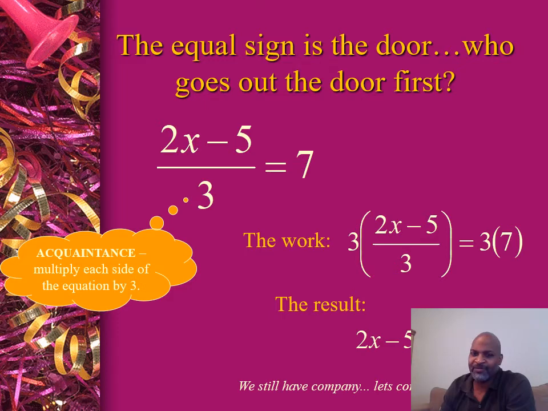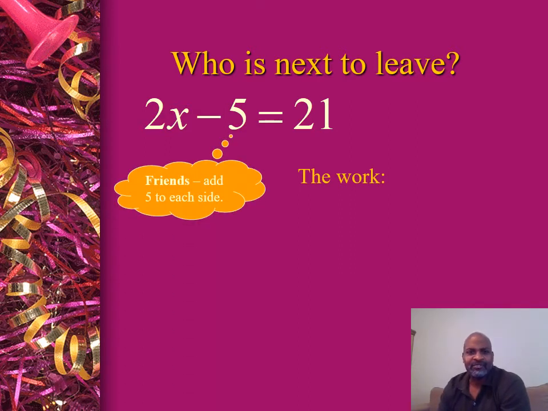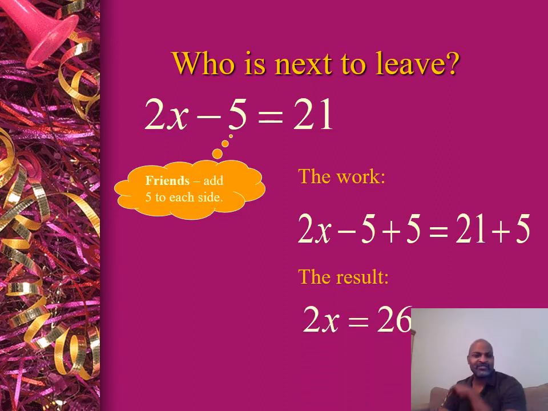We still have some people to go. Let's keep on going. Who next leaves? All right, we've got a 2 and a 5. 5 is a friend. So we're going to add 5 to both sides to get rid of the minus 5. And as a result, now we've got 2x equals 26. The only thing left is a family member, the 2.